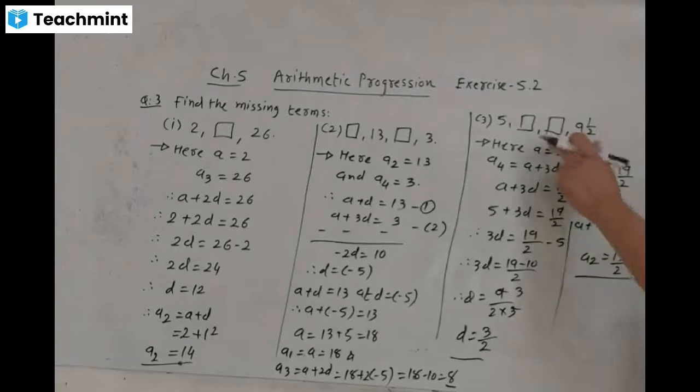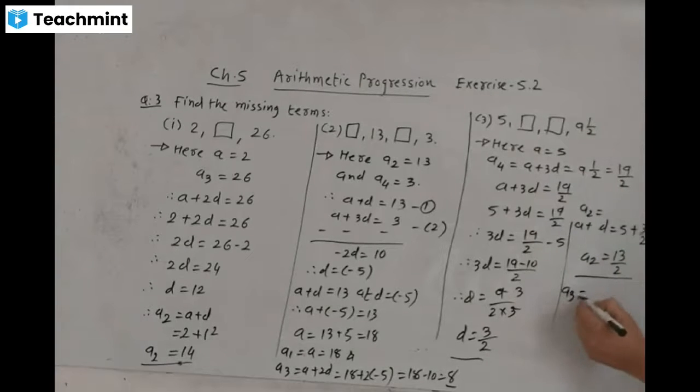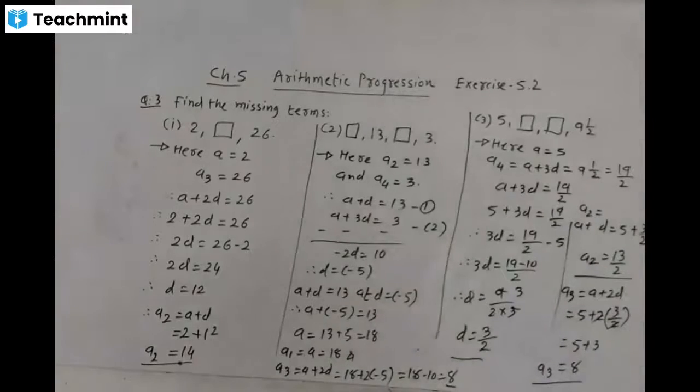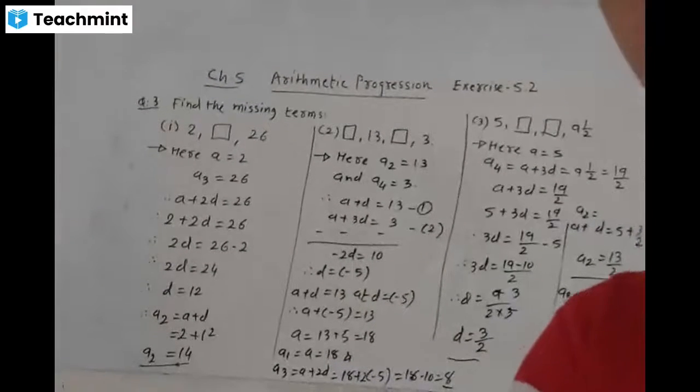Similarly, the missing term a3 is equal to a plus 2d. What is a? a is equal to 5 plus 2 into d. d is equal to 3 divided by 2. 2 cut, that is 5 plus 3, and that is equal to 8. Therefore, a3 is equal to 8 and a2 is equal to 13 by 2. Okay? Clear?